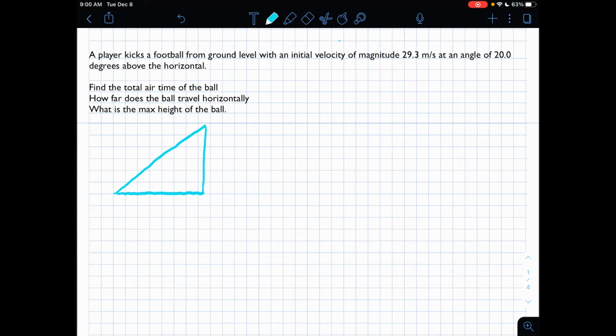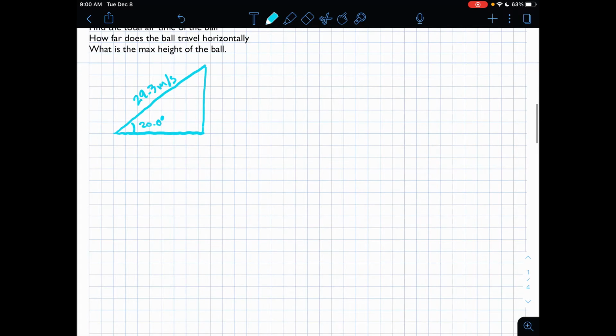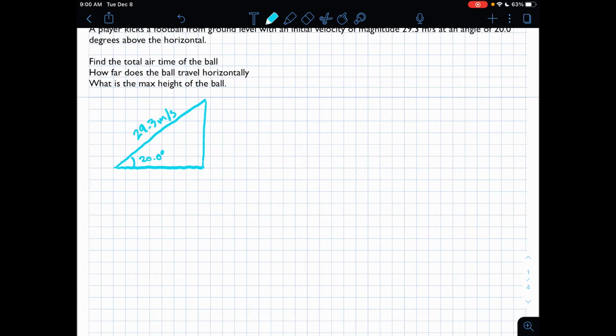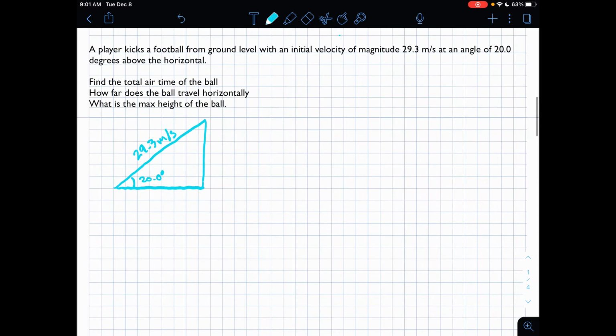Like so. That's what you should be doing at the beginning of each of these questions, just to better visualize it. So there's an angle of 20 degrees and an initial velocity with a magnitude of 29.3 meters per second. So let's say you're trying to find the total airtime of the ball.